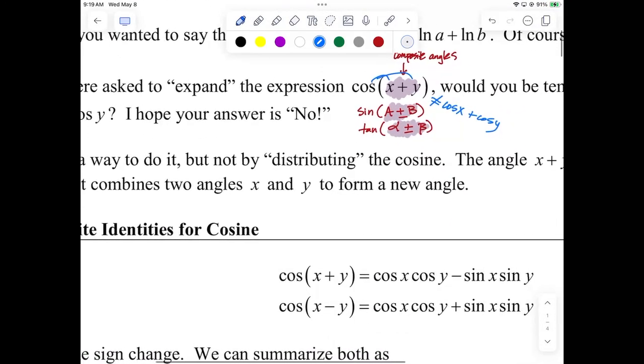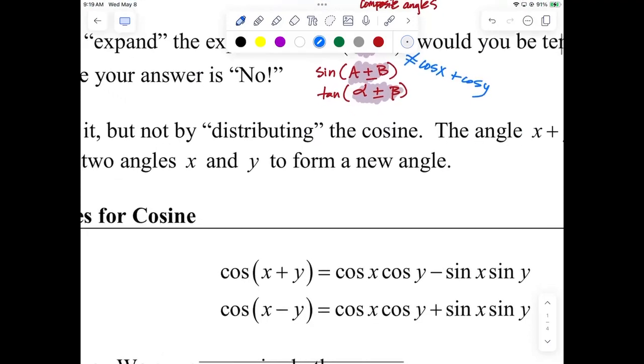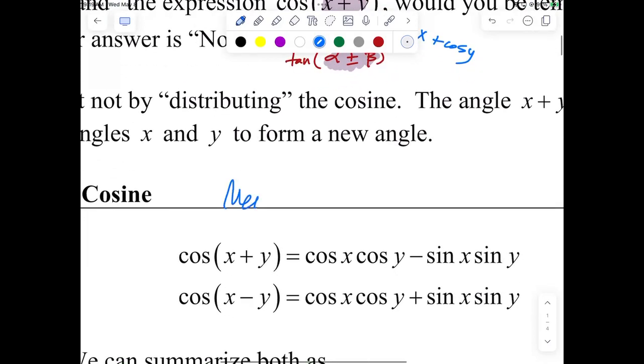And here it is for cosine. So you got to memorize this. Memorize. Cosine of x plus y is cosine x cosine y minus sine x sine y. And cosine of x minus y is cosine x cosine y plus sine x sine y.